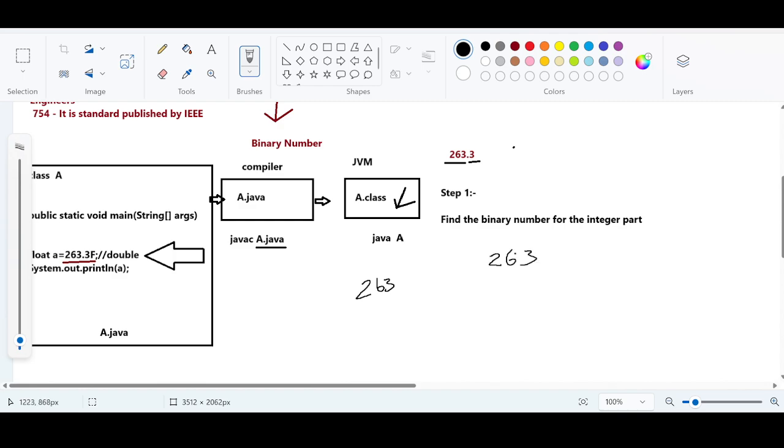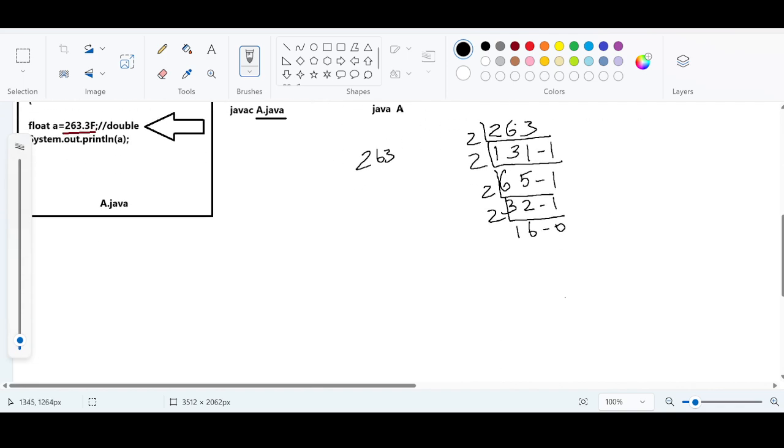Okay, 263. Keep dividing this number by 2. You get 131, balance 1, right? Keep dividing until you get the remainder as 1. 2 6 times, 2 5 times, balance 1. 2 3 times, 2 2 times, balance 1. 2 1 times, 6 times, balance 0. Focus here. 2 8 times, balance 0. 2 4 times, balance 0. 2 2 times, balance 0, and 2 1 times, balance 0. Collect the numbers from bottom to top.